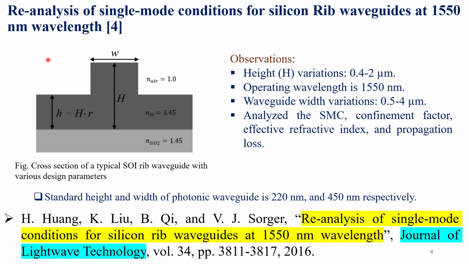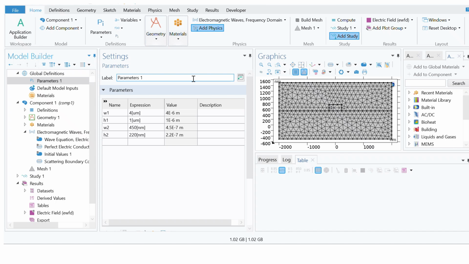So here is the article that we are going to re-implement. You can find any article using the Google Scholar link. If you want to find this particular article, you can search for "Reanalysis of single mode condition for silicon waveguide at 1550 nanometer wavelength" on Google Scholar or IEEE Xplore, and you will get the article. It has been written by Huang.